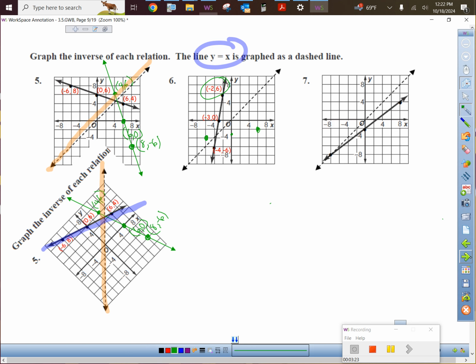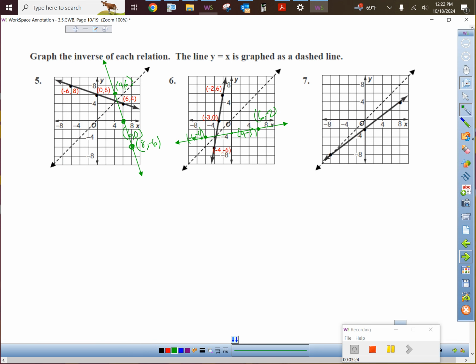And then I'll take my straight edge and connect those together. Because these are inverses of each other, they reflect to each other over the line y equals x. That's going to be a really important thing right here. Those reflect to each other over the line y equals x. So why don't you pause the video and see if you can get number 7 done for me.